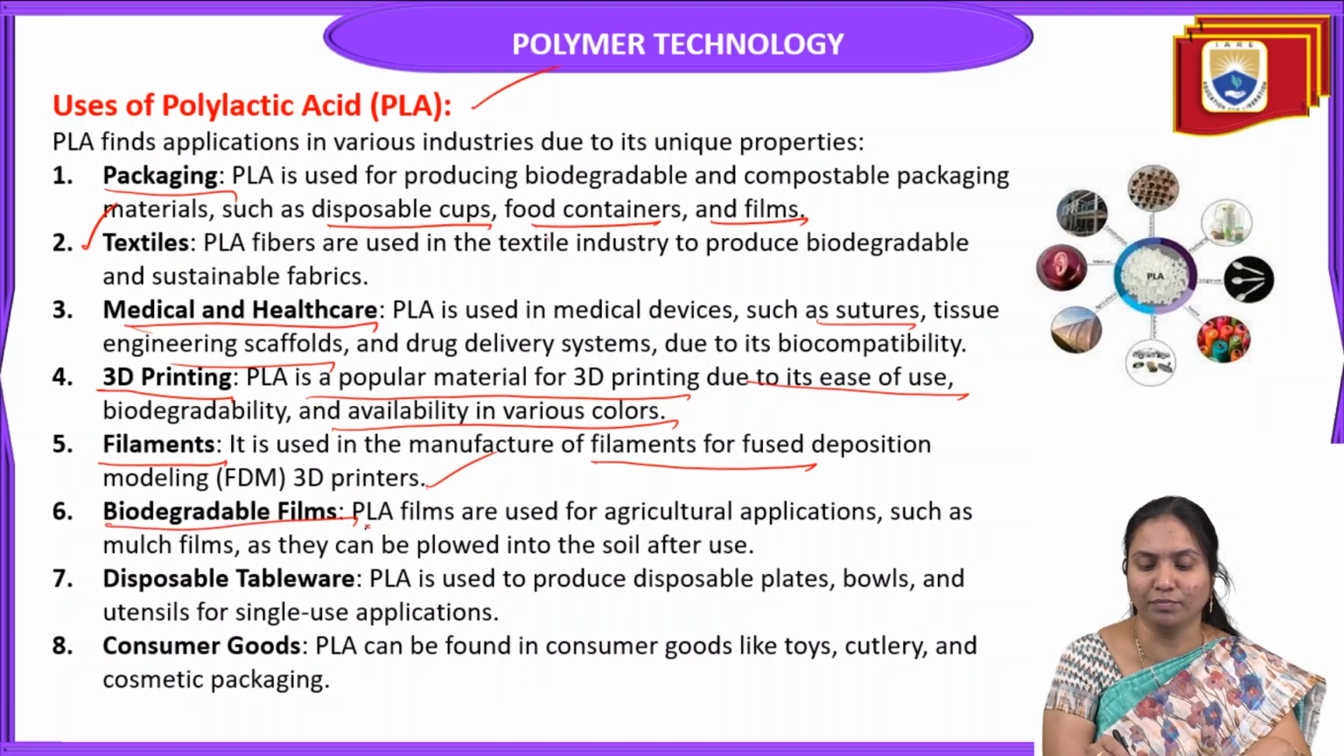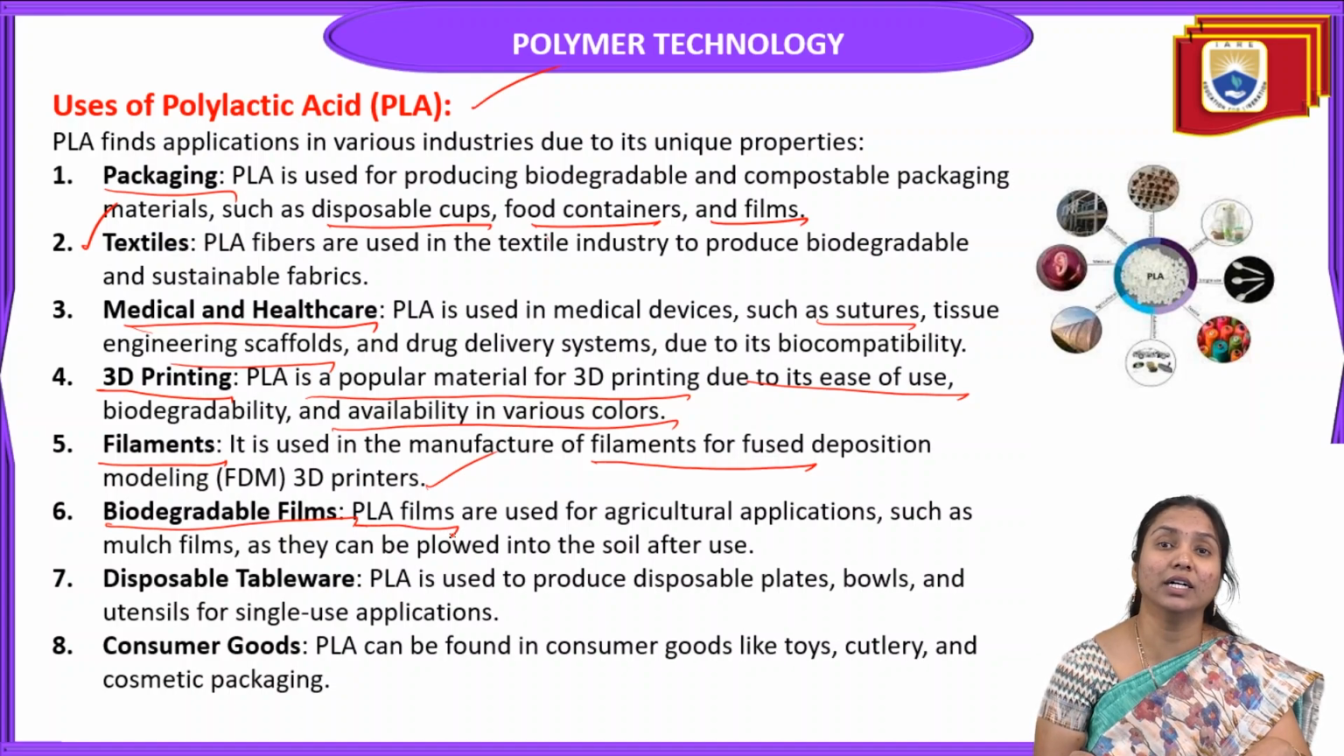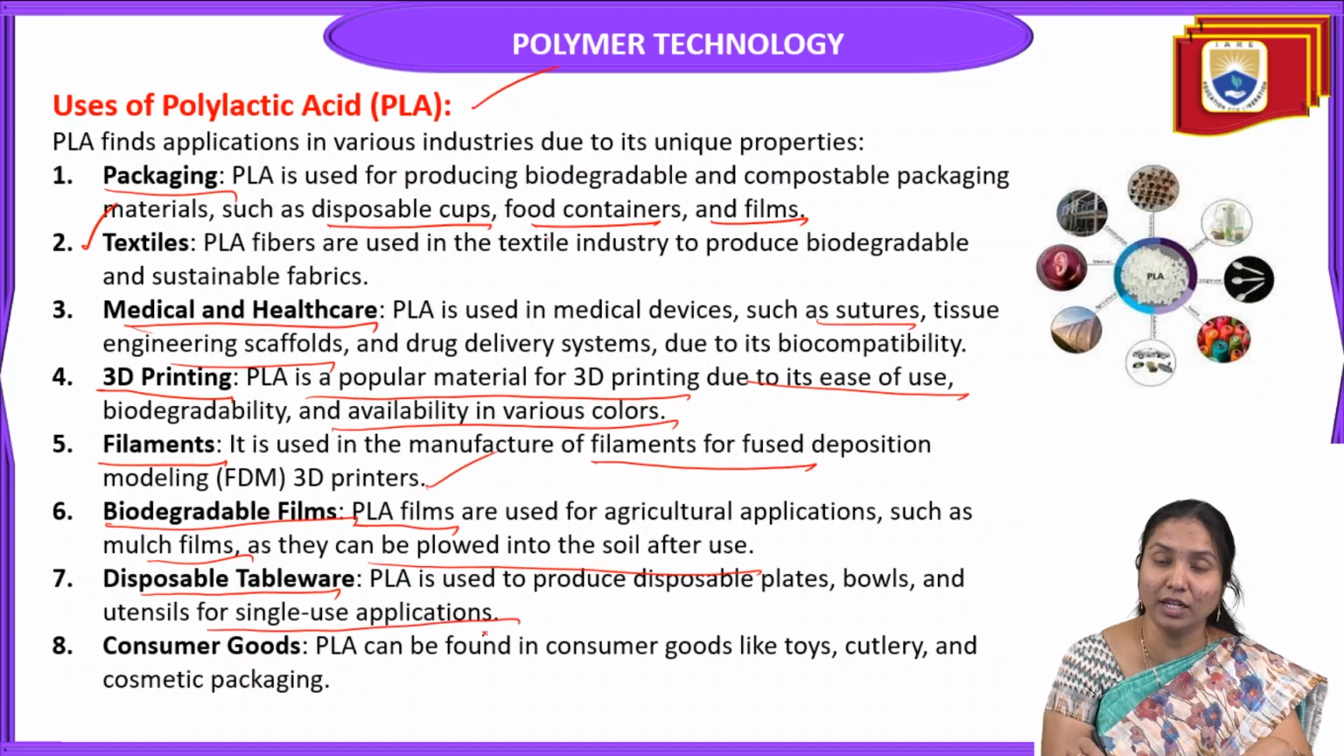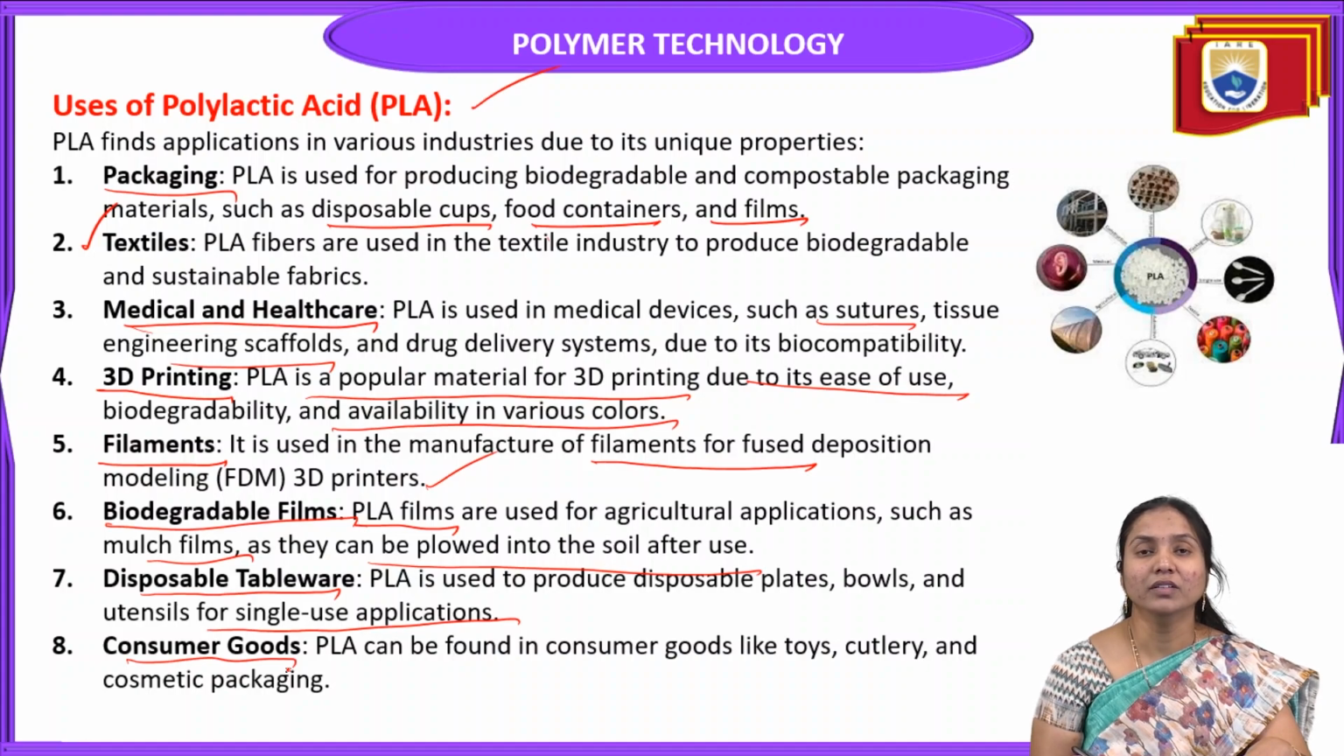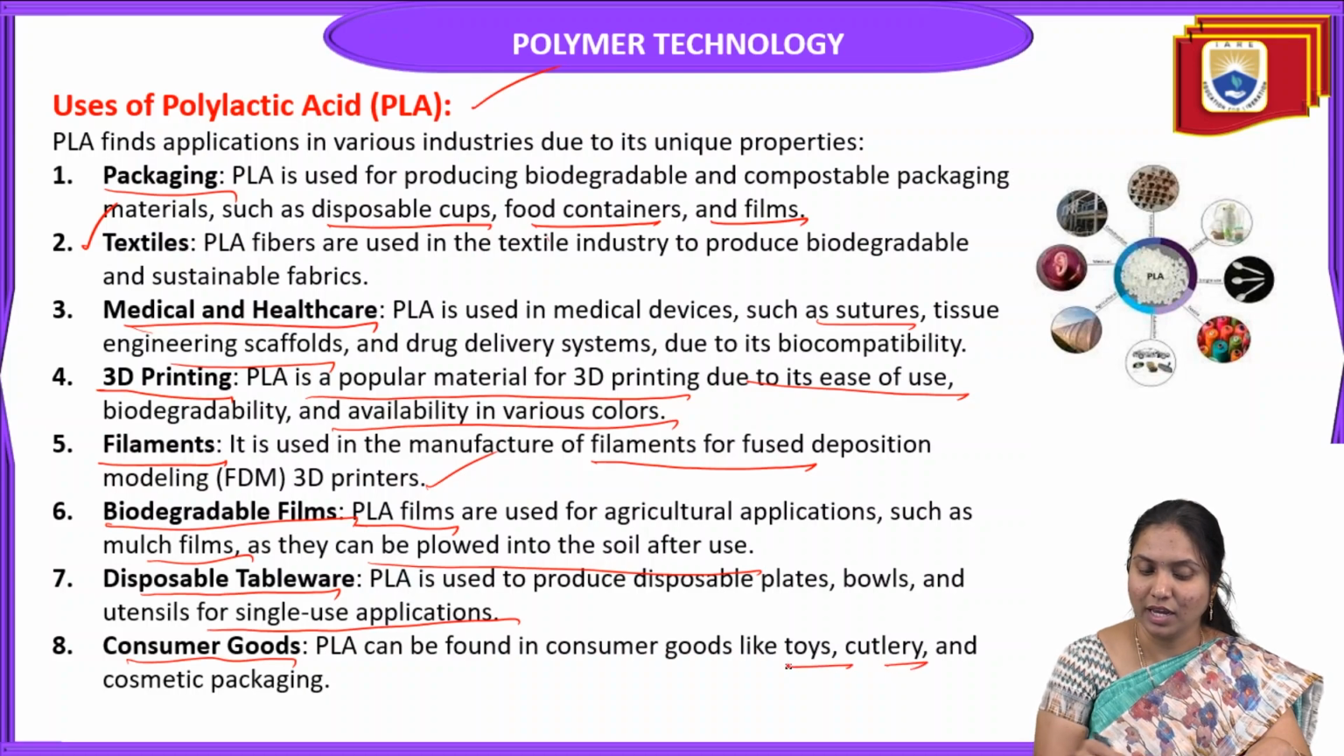And next one is biodegradable films. Polylactic acid films are used for agricultural applications such as mulch film, as they can be plowed into the soil after use. Disposable tableware. This polymer is used to produce disposable plastics, that means plates, bowls and utensils for single-use applications. And next, consumer goods. Polylactic acid is found in consumer goods like toys, cutlery and cosmetic packaging. So these are the uses of polylactic acid.